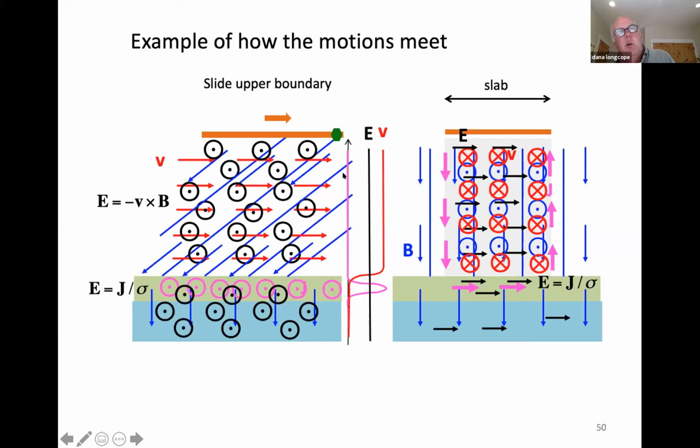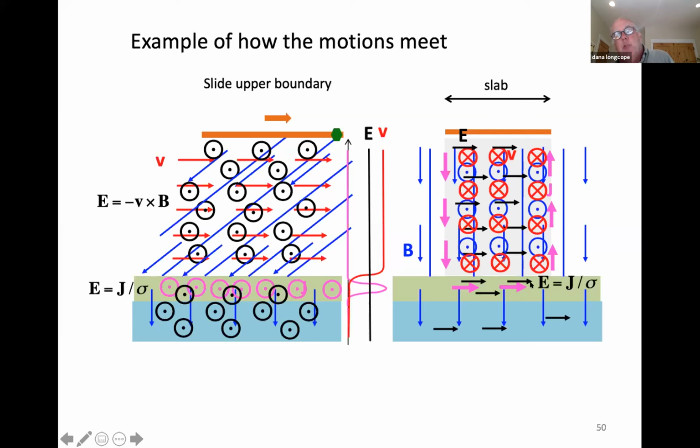So sorry about this, but we have two different views of this. One, the solar wind is moving to the right, and then I turn 90 degrees to look at it from behind, and the solar wind is moving away from me. And the current in the ionosphere is moving towards me in this view. Here it's moving to the right.